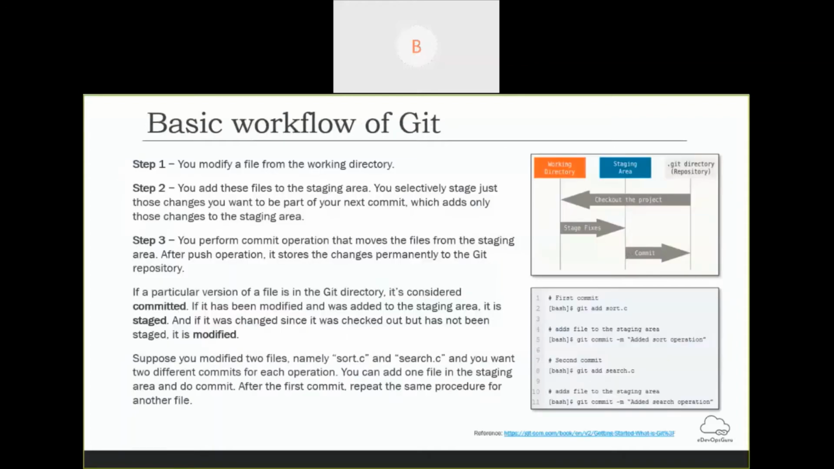So what is the basic workflow of Git? As I said, you need to first clone your project from the remote repository. Then you check out to your working directory and do whatever changes you want to do. Then you add those changes to the staging area using commands and then commit it to the Git repository, a Git directory.